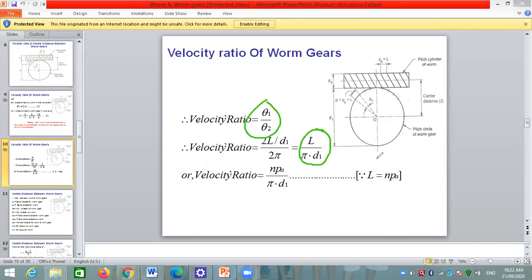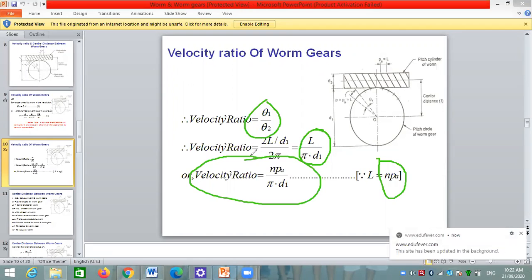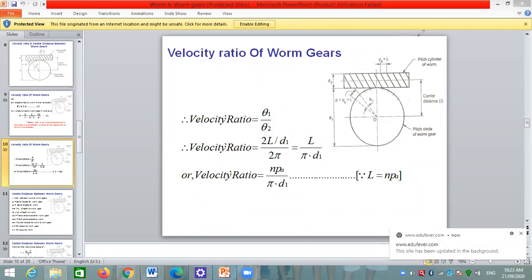So we write L is equal to N into PA, where N is the number of starts and PA is the axial pitch. Therefore, velocity ratio is equal to N into PA divided by pi into D1. This is the formula which is used for calculating the velocity ratio. Okay. Do you have any doubt here? If you have any doubt, you can ask me here.